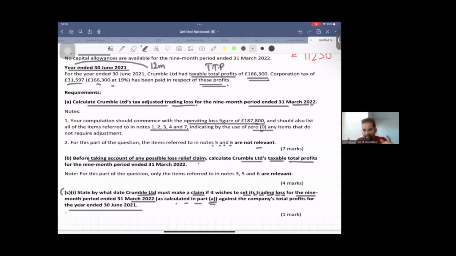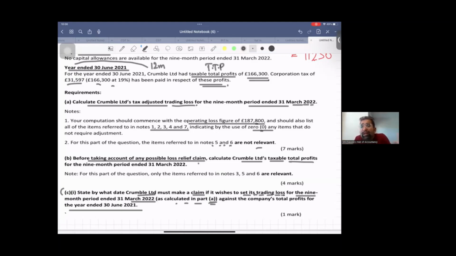Now tell me. Very easy. First, let me introduce you. You know, there are different reliefs for trading losses. You can carry forward your trading loss. You can carry back your trading loss. You can do current year. So there are a lot of options we have with trading loss.